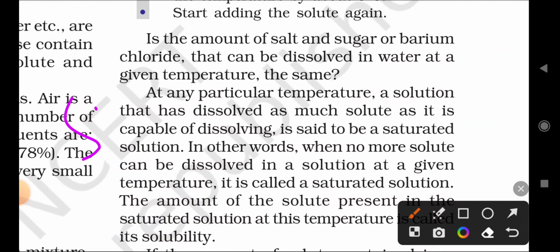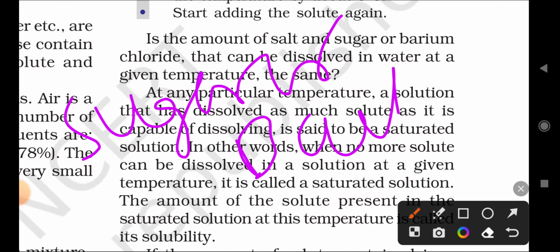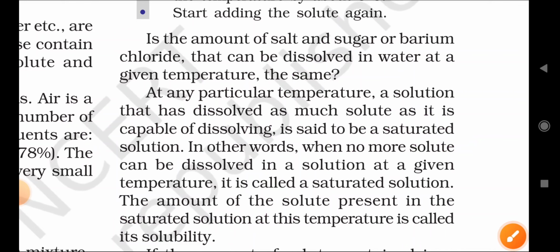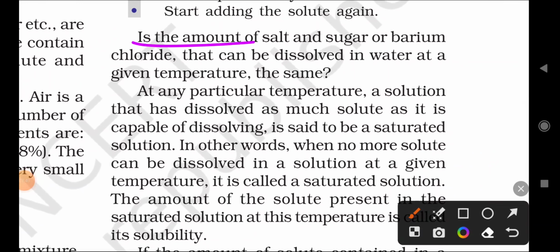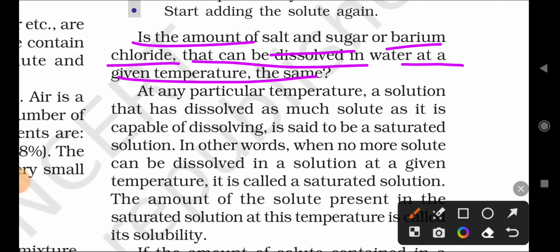After that you have to add to the two beakers. In one we add sugar, or we can add barium chloride, and in another we add the other. So after heating, the amount of salt and sugar or barium chloride that can be dissolved in water at a given temperature is the same.